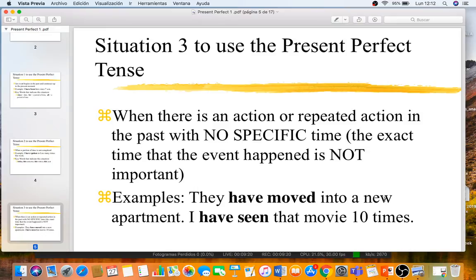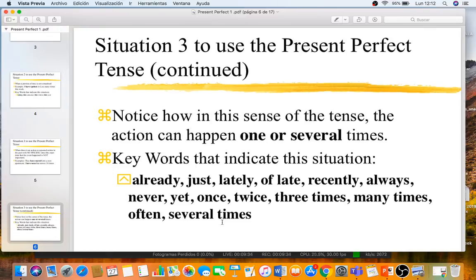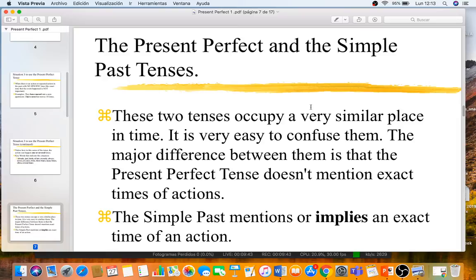They have moved into a new house, a new apartment. I have seen that movie 10 times. We know that both actions happened in the past, but we don't know exactly when they happened, right? And also to talk about an action that happened in the past, but continues repeating nowadays, right?